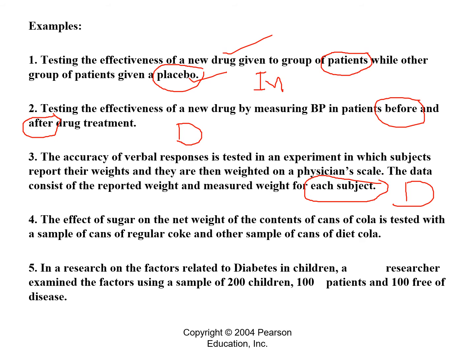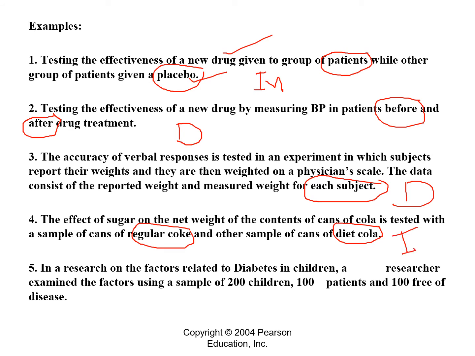Next, the effect of sugar on the net weight of the contents of a can of cola is tested with a sample of cans of regular Coke and another sample of cans of diet cola. So we have two different groups, regular Coke and diet Coke, so we have independent samples.